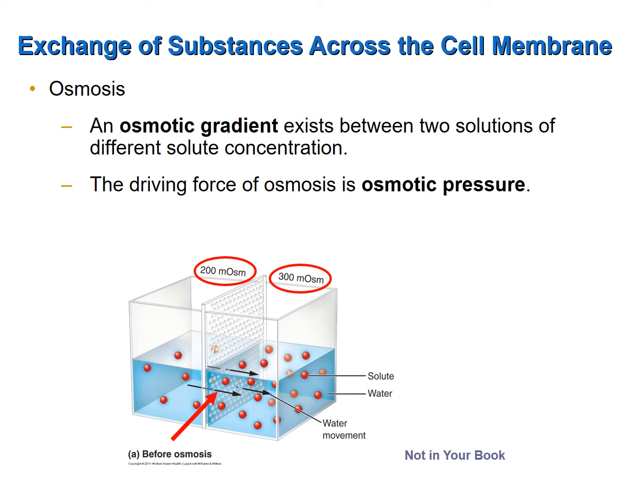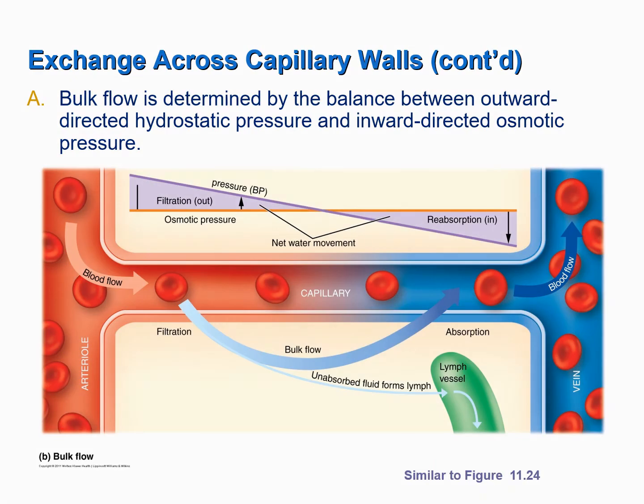Now let's relate this figure to the capillary. Since the protein content of blood is much greater than the protein content of interstitial fluid, water is drawn from the interstitial fluid into the blood by osmosis. And the force that drives fluid into the capillary is osmotic pressure. Now that you have a firm grasp of hydrostatic pressure and osmotic pressure, let's look at their effects on bulk flow across the walls of capillaries.